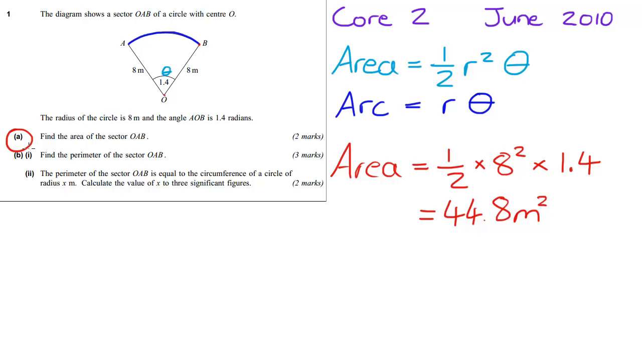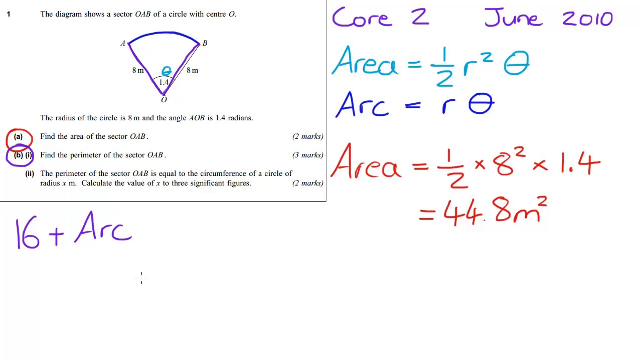Let's find the perimeter of the sector. So the perimeter is every outside edge here. So we want this edge here, this edge along here, and our dark blue arc there. So let's do it down here. Our first edge here is going to be 8, our second edge there is going to be 8, so we have 16 to start off with, and then plus that arc.